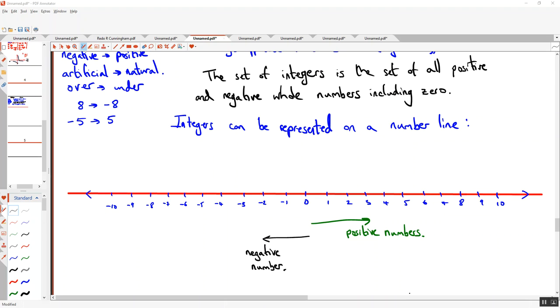Connor, is the number 0.5 an integer? No, because it's not a whole number, right? Masaki, is 3,040,000 an integer? Yes, because it's a whole number, right? Integers are whole numbers, but they can be positive or negative. 0 is a whole number, and it is an integer.